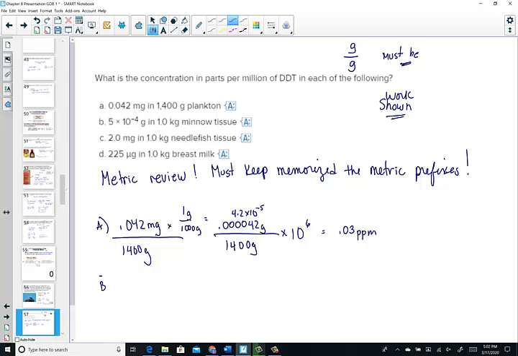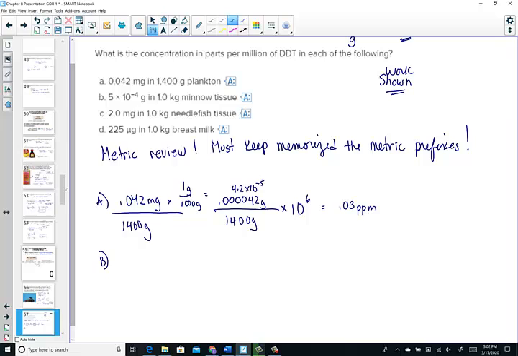Letter B. We have 5 times 10 to the -4th grams in a kilogram of minnow tissue. How many parts per million is DDT in this particular tissue? We have the top unit fine. We're already in grams, but the bottom unit needs to be converted. So kilo means 1,000. I know that 1,000 grams is the same as 1 kilogram. And so on the bottom here, we have to make sure we're using 1,000 grams on the bottom.